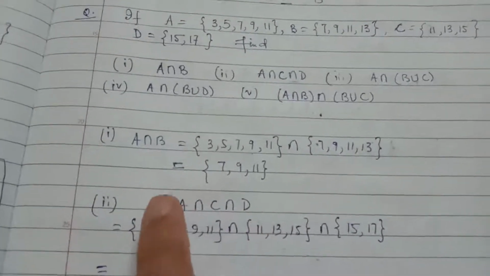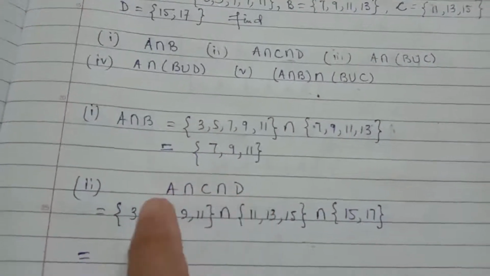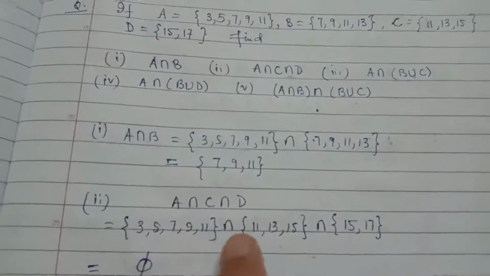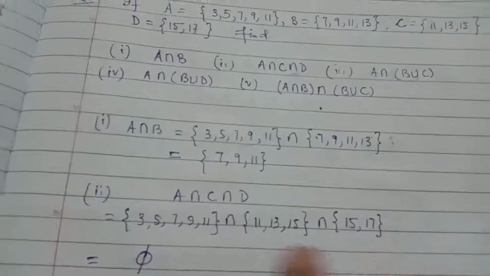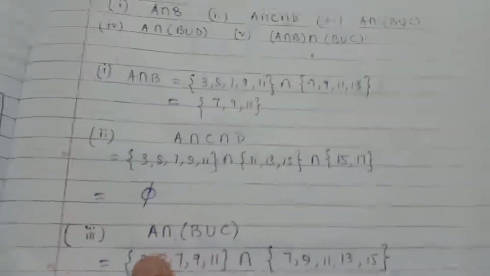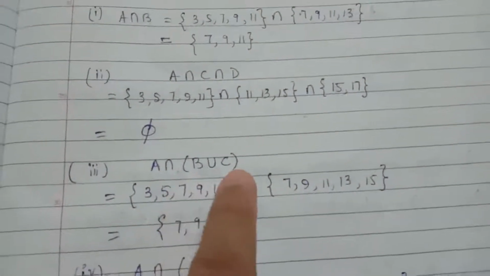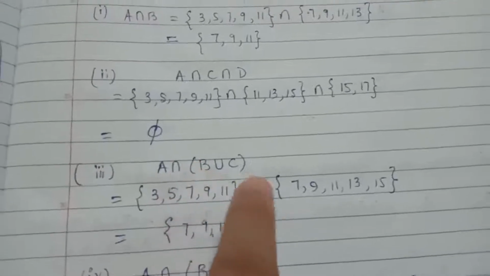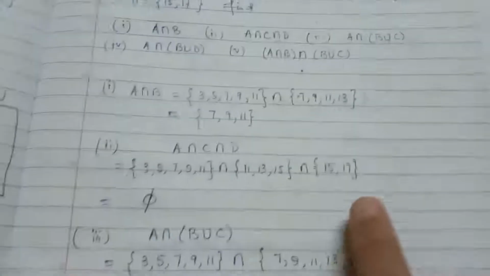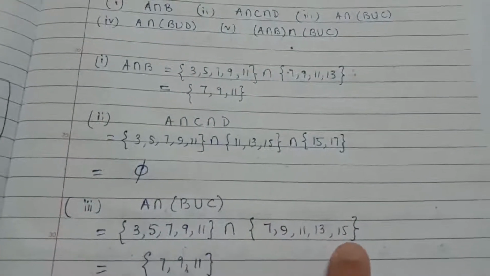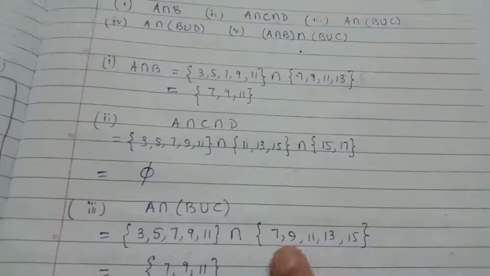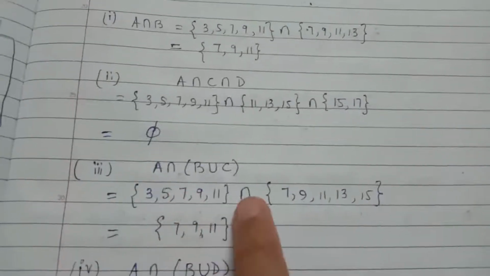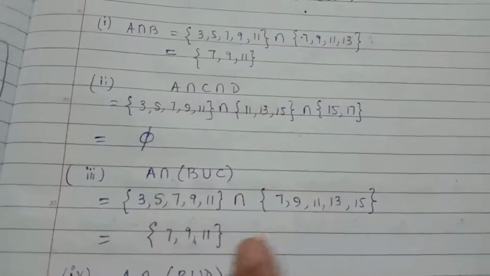A intersection C intersection D. We have to find the elements which are common to these three sets. And you can see nothing is common in these three sets. 3, 5, 7 and 11, 13, 15 and 15, 16, nothing is common. So the answer is the empty set. Next, A intersection (B union C). First we have to find B union C. This is B, this is C. B union C equals 7, 9, 11, 13, 15. We have to write the elements of B and then the elements of C, common elements written once. And then the intersection, we have to find the common elements of these two sets: 7, 9, 11.